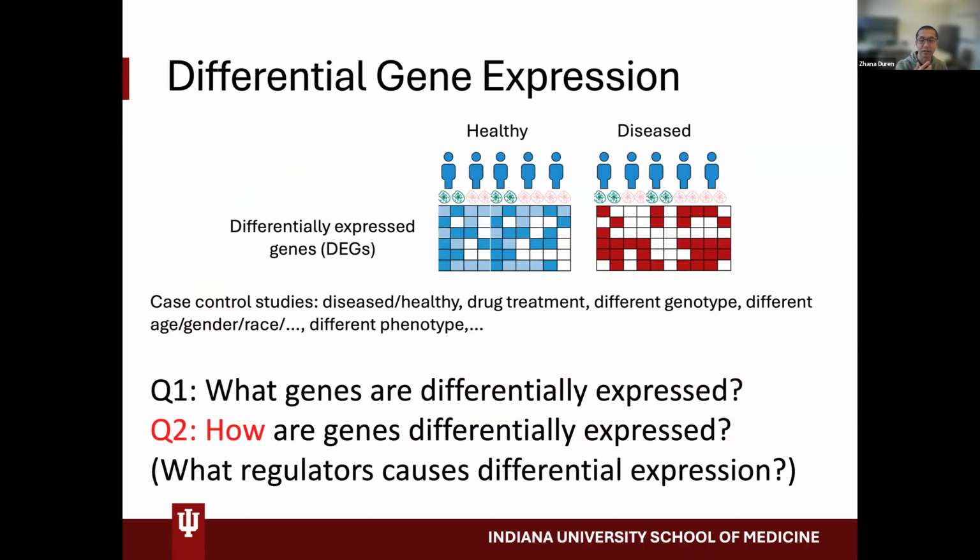So we start from a differential expression problem. It's a very old problem in bioinformatics. In a case control study, like between healthy and diseased, people normally ask what genes are differentially expressed between them. There are many computational methods and tools developed to address these problems. And a related problem to this is how are genes differentially expressed? So it means which regulators cause the differential expression.